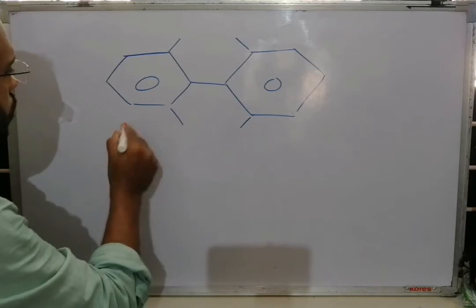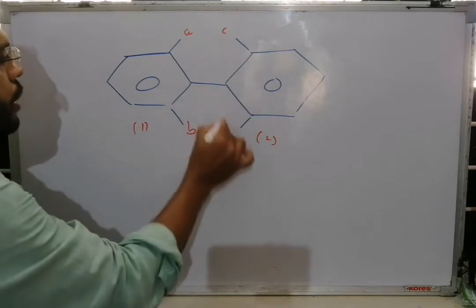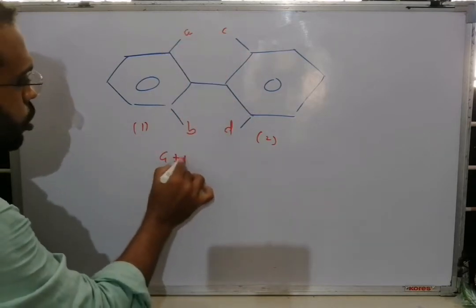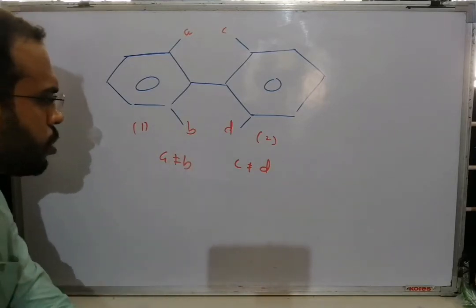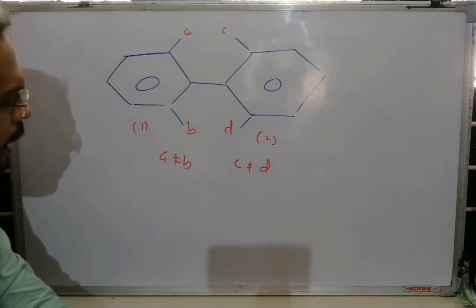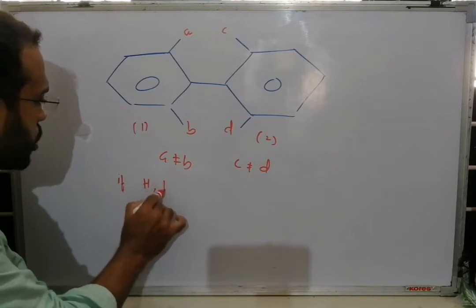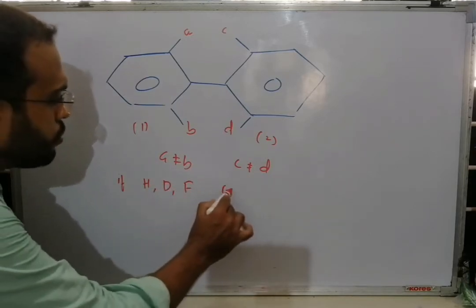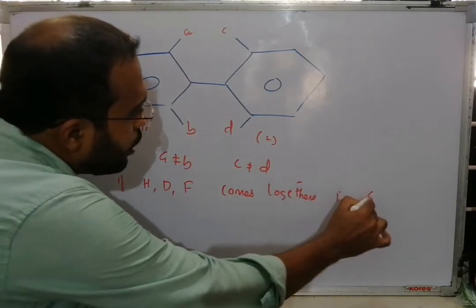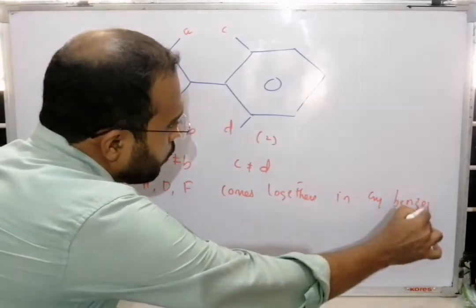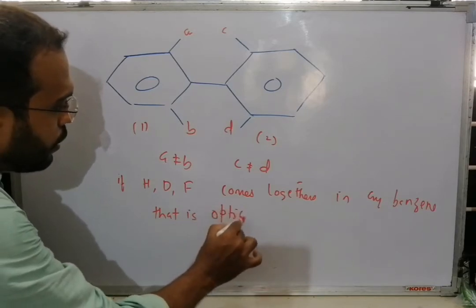You just imagine this is double bond number 1, this is double bond number 2. A, B, C, D. A should not be equal to B, C should not be equal to D. That's all, nothing more. Okay, but there is a condition. If hydrogen, deuterium, fluorine come together in any benzene, that is optically inactive.